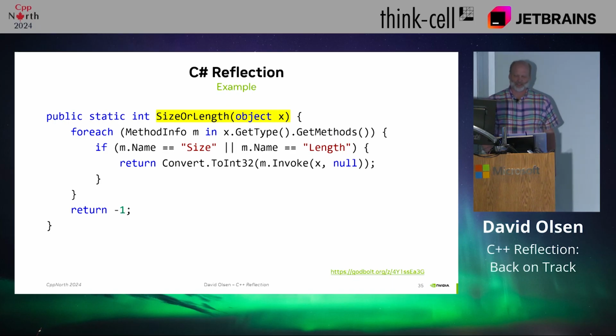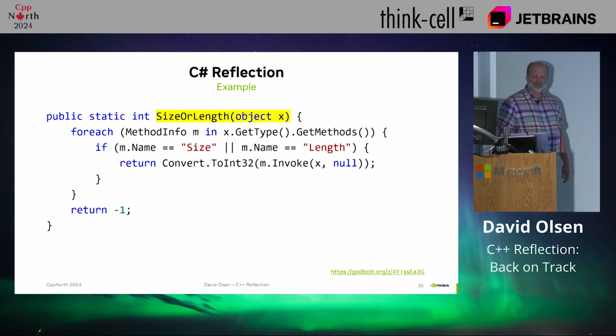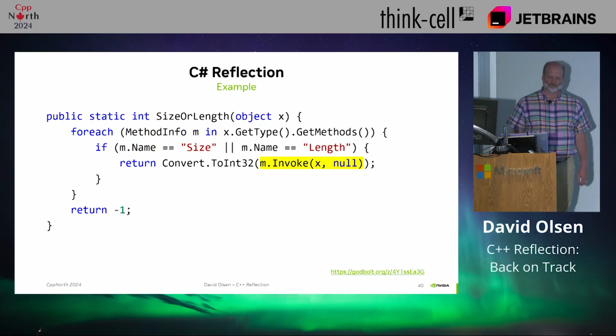We have a method named size or length that takes a single parameter of the universal base class object. First, we use the reflection operator, the getType method, to switch from the code to the reflection world. Remember that getType returns the reflection of the dynamic type of the given object, not a reflection of class object. Once we have a reflection of the class type, we get that class's methods and iterate over them, looking for one named either size or length.